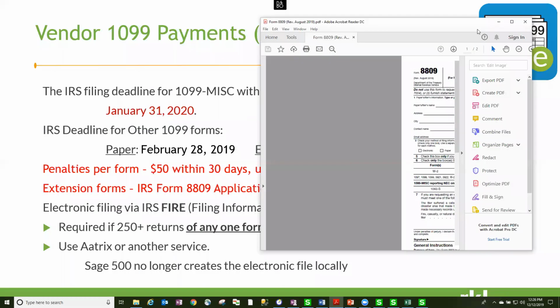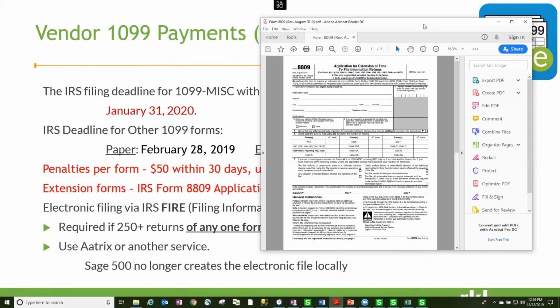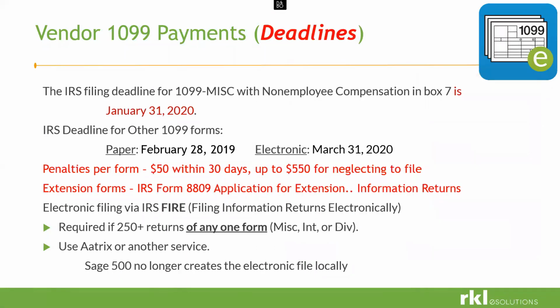IRS is not nice about this. They want their money. And don't forget too, if you're getting up there on the number, 250 plus returns of any one form, you have to do the electronic filing. Of course, if you're using Atrix or a service, you're just going to have it happen automatically.